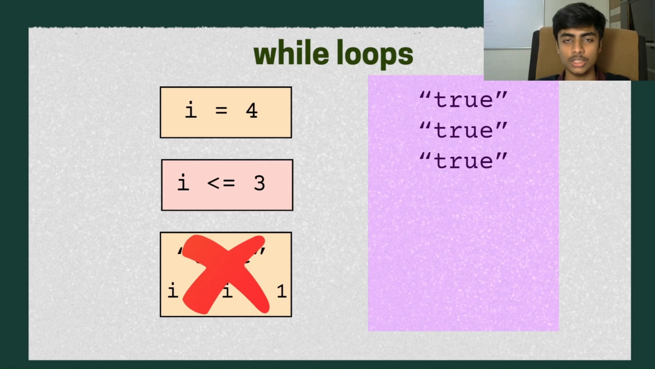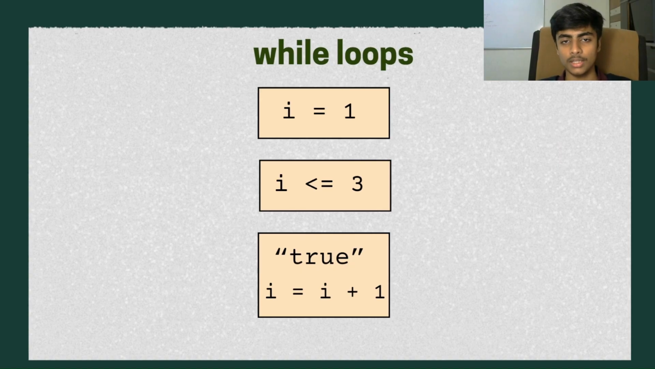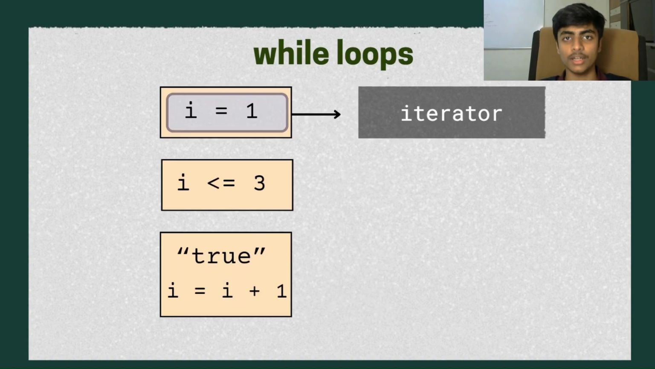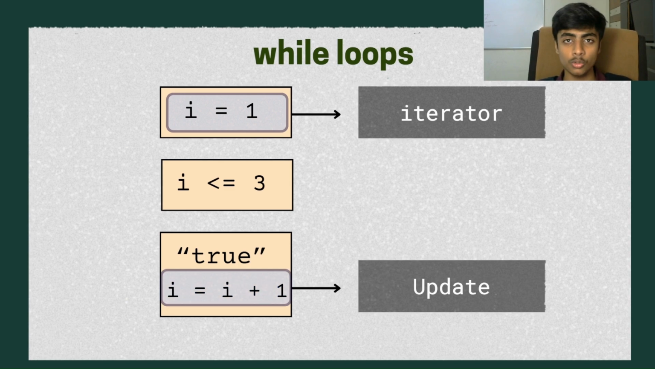Now you notice that just by using this variable I and by changing the variable I in the block of code, I can control the number of times I execute a loop. Here our I was initially set to 1 and a condition continued till 3, and I was able to execute this loop and print the word true 3 times. So in this loop, the I equals 1 part is what we call the iterator, and the I is equal to I plus 1 part, what's changing the value of I, is called the update. These two things are what we can use to control any loop.